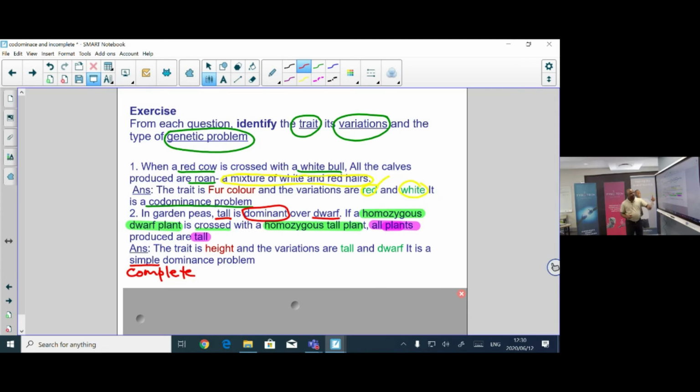In this number 2, it's not always that you'll be told homozygous dwarf plants or homozygous tall plants. No, I can remove the term homozygous in this question, but you will still be able to get the answer. I can simply say in garden peas, tall is dominant over dwarf. I can tell you that.